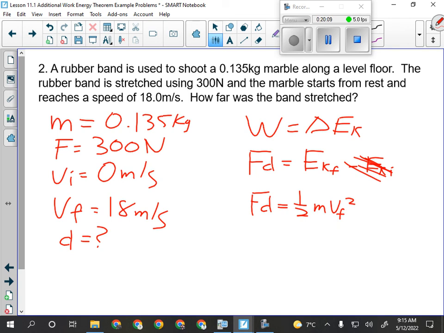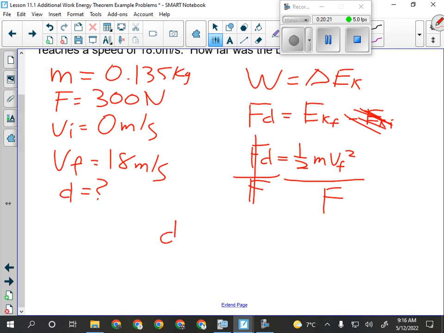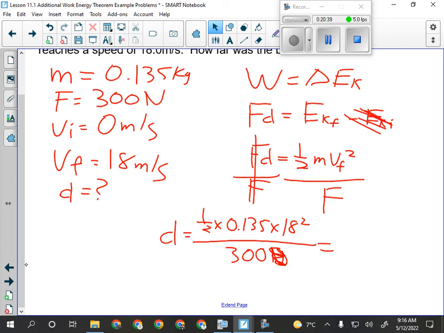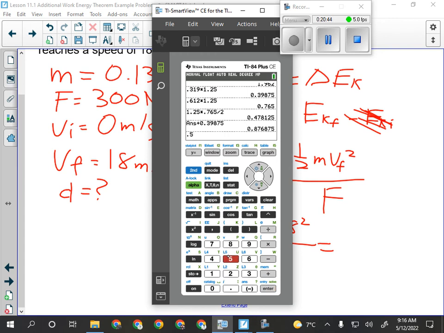What do I have to do to get d by itself? Divide by force. Okay, so I'm going to divide this side by force, and according to the rules of algebra, I've got to do that to the other side as well. So now I've got my formula. D equals, okay, 1/2 times 0.135, the mass of the marble, times 18 squared, the final speed of the marble, divided by the force, 300 newtons. So I'm going to put the units in that part. Okay, so when I punch this into my calculator, everything's being multiplied and divided, so I don't have to worry too much about brackets. 0.5 times 0.135 times 18 squared divided by 300.